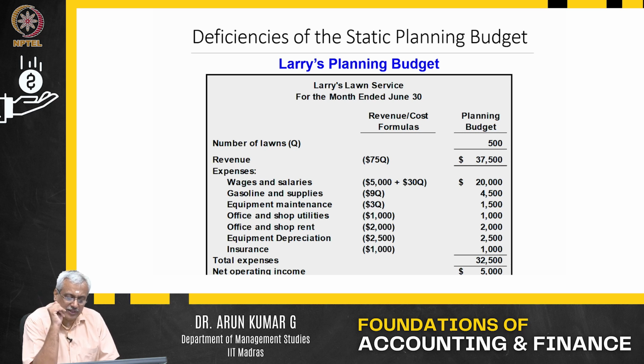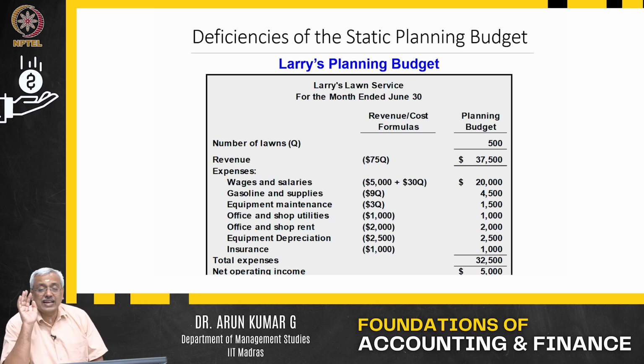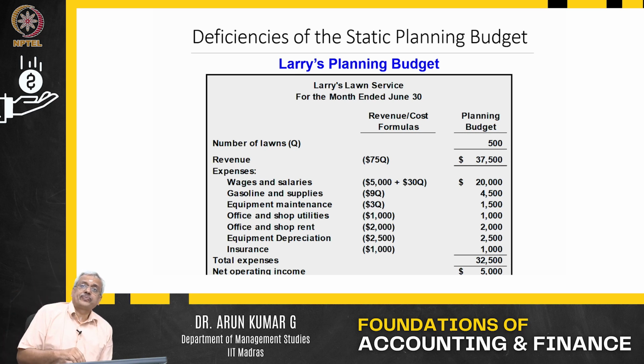Equipment maintenance is 3Q, whereas my shop and utilities is fixed at $1,000. Office rent is 2,000. Depreciation, insurance, and so on and so forth. And he says, I expect a net profit of $5,000. Please note this again from the textbook.